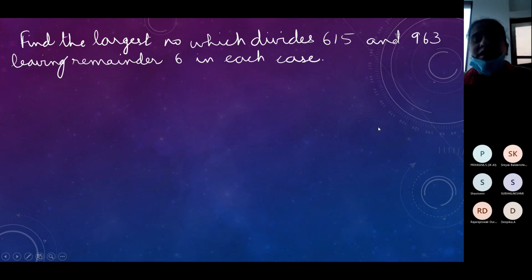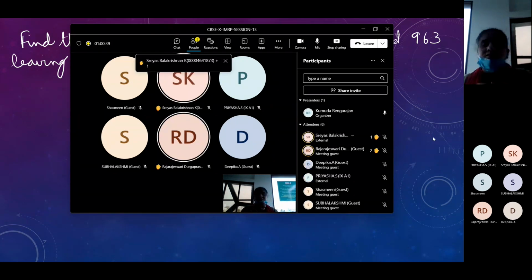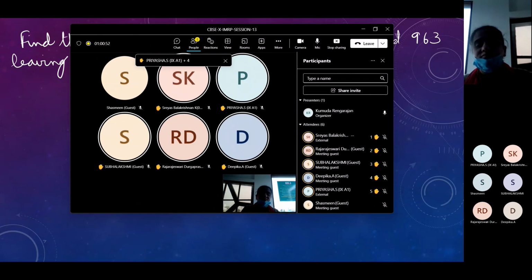Online students, attentive? Raise your hand. Online students, use the emoji, raise your hand. Shreyas, Rajeshwari, Lakshmi, Deepika. Others, where is Priyash and Sashmin? Sashmin, are you there? Okay.